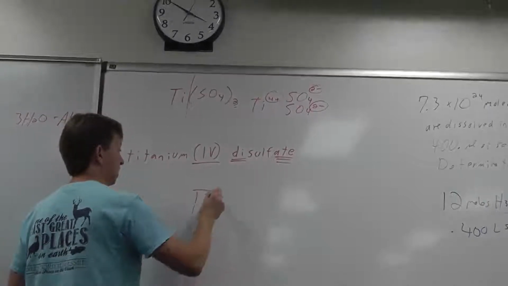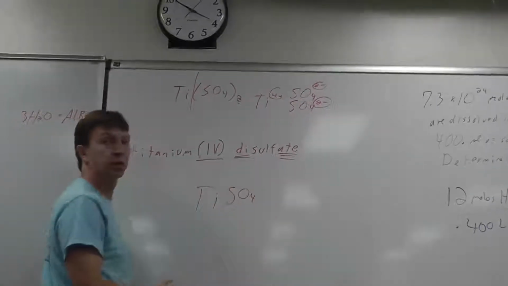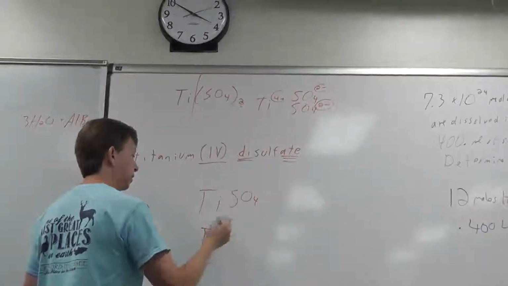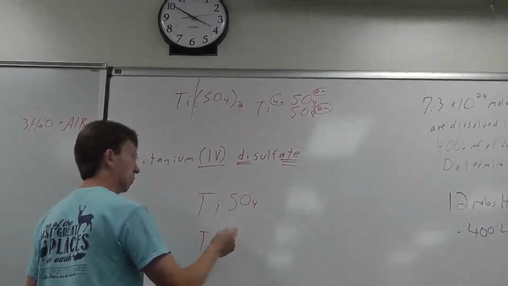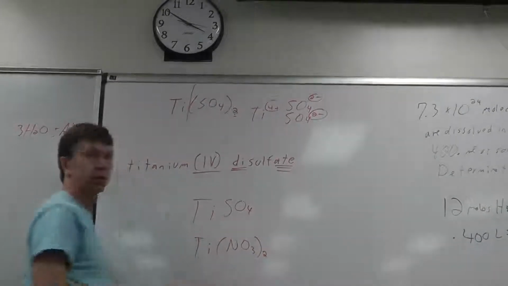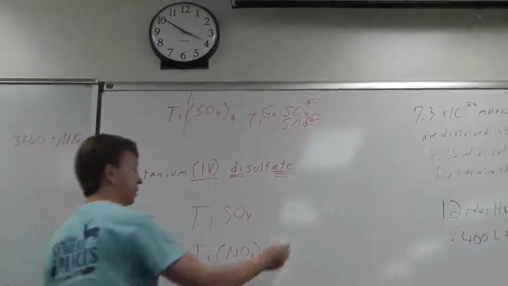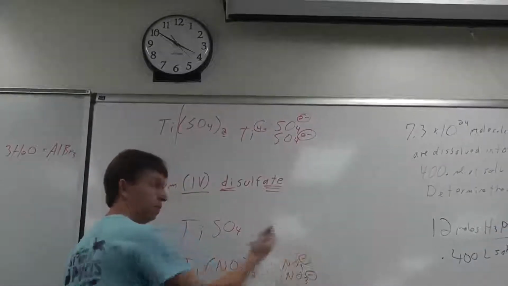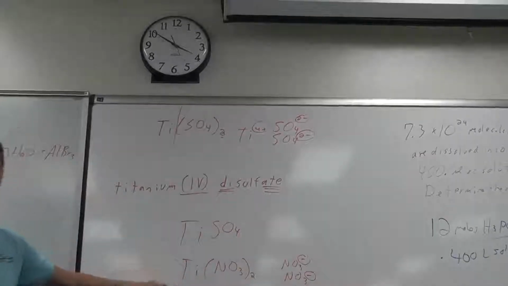Titanium 2 sulfate would be this. Titanium 2 nitrate would be this, because nitrate is inherently -1. 2 of them would give you collectively -2. This would be titanium 2 nitrate.